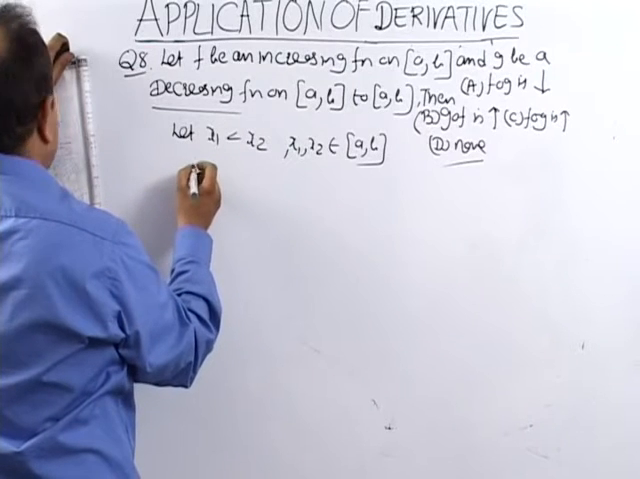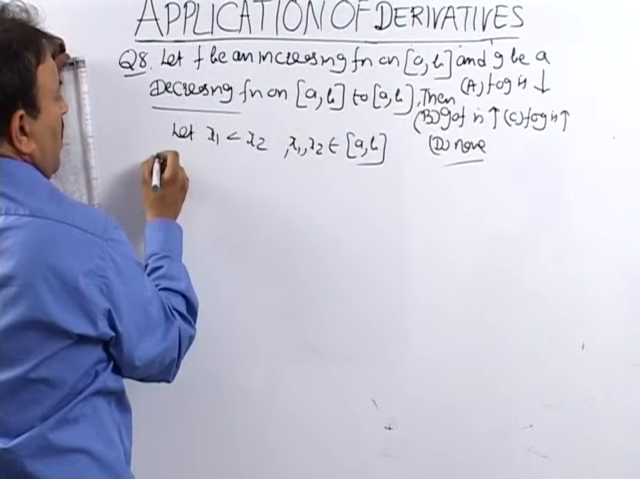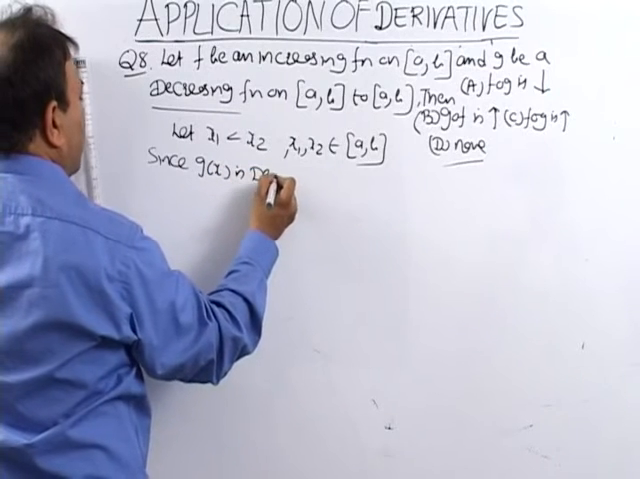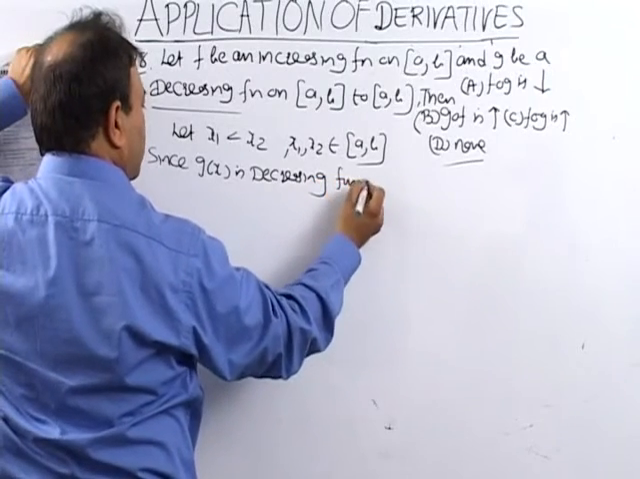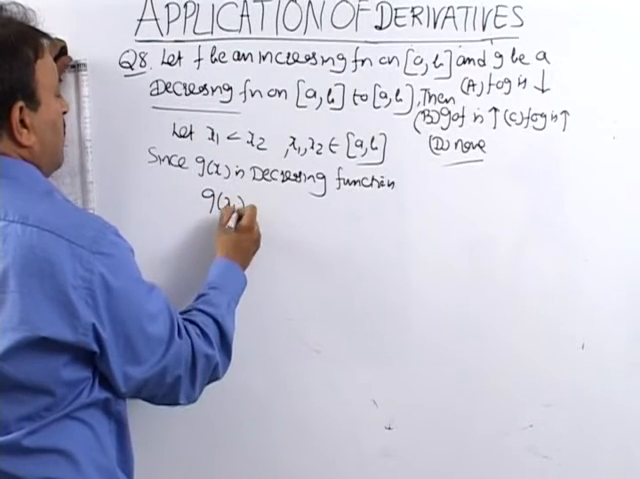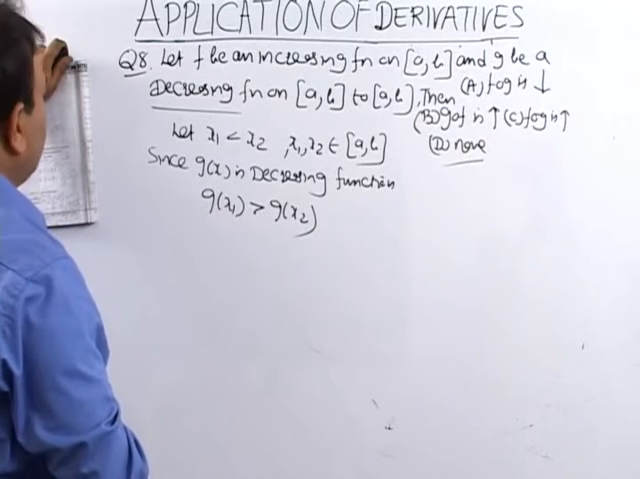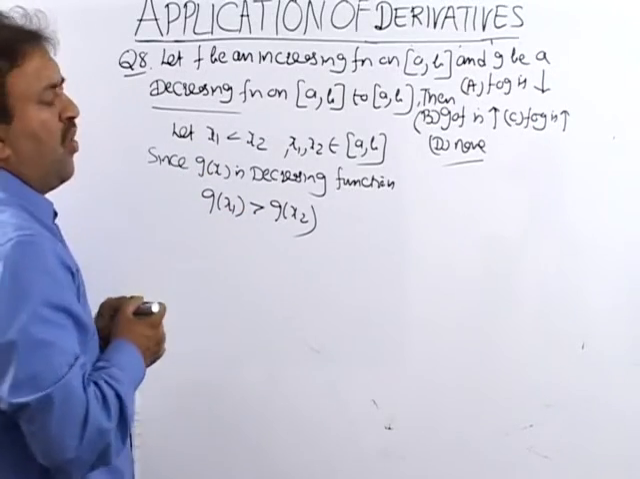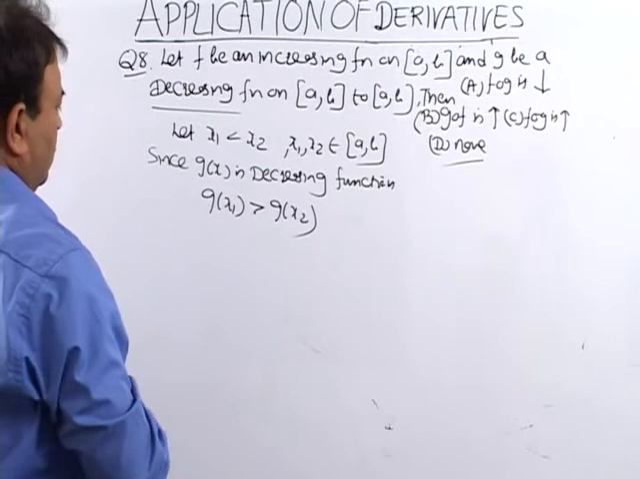Now I can say x1 is less than x2. Since gx is a decreasing function, we have been given, since gx is a decreasing function, that means g of x1 must be greater than g of x2, because in general we know that if x1 is less than x2 and gx is a decreasing function, then the sign of inequality will be reversed.